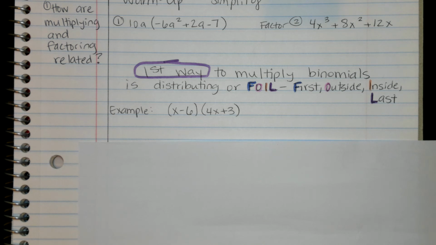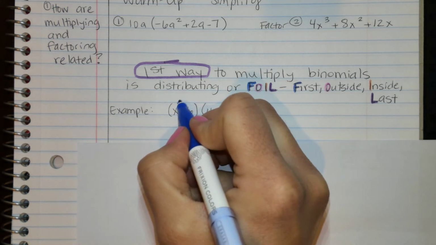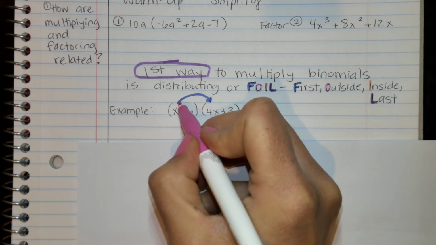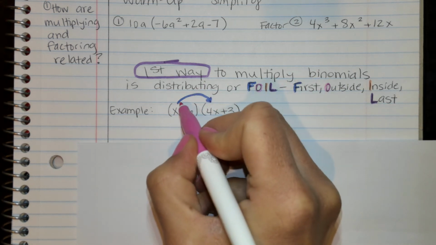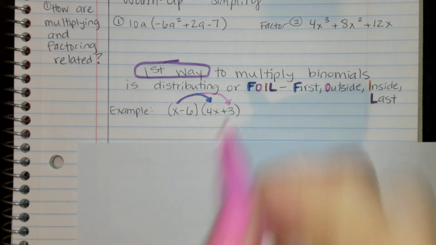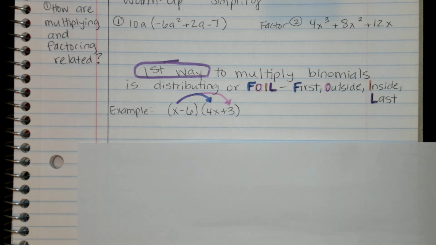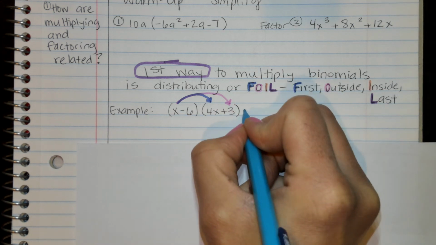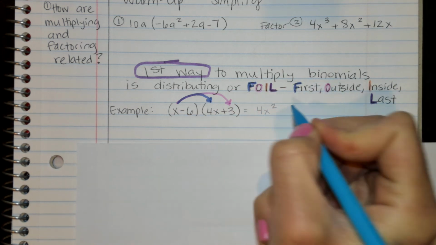I'm also going to try to color it so that you can kind of keep track. So my blue is going to show my first terms multiplying times each other. But if you think about distributing, it's really just the same thing. Then O is outside. So these 2 terms are the outside terms, like they're on the outside. So we're going to multiply those. I'm going to go ahead and actually multiply them so that it doesn't get too confusing. So first would be x times 4x, which is 4x squared.